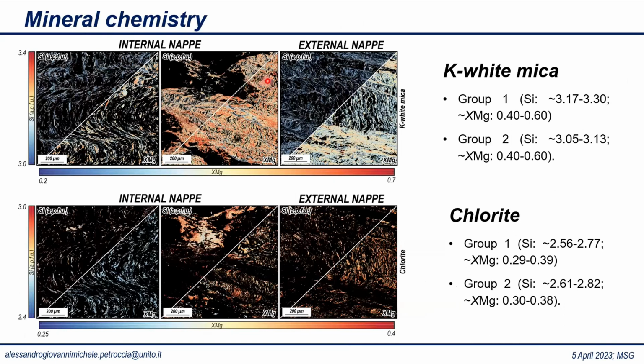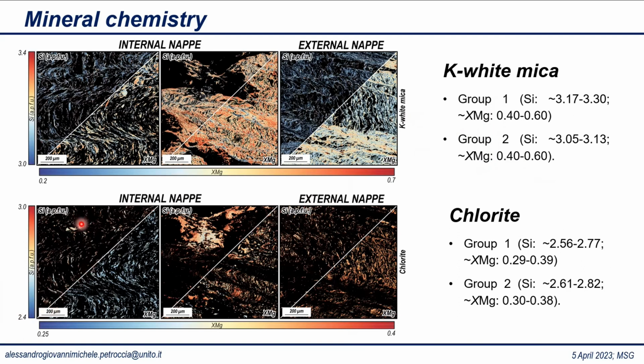But we investigate also the mineral chemistry. And here we have the silica and the X magnesium for the potassium white mica and the chlorite respectively. And as is very clear, the white mica is quite homogeneous. We have some parts that are solid. And we do not use the microstructural position because it's impossible to define two different groups on that basis, but we use the amount of silica in order to define two different groups, one with high silica and one with low silica content. But the X magnesium is very similar in both groups.